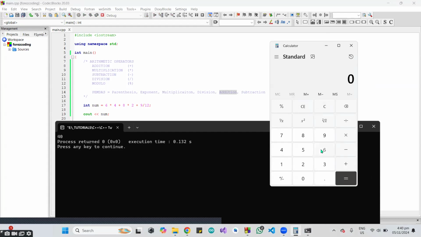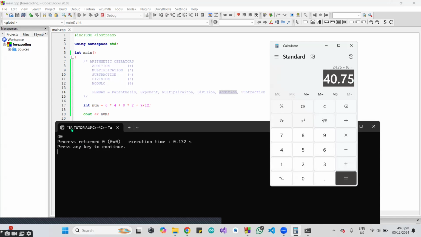So first, the program multiplies 6 times 4, which equals 24, and then 8 times 2 equals 16. So we have 24 and 16, and then right after that, 9 divided by 12 equals 0.75. Then after we multiply and divide, the process is to add those values. So we have plus 24 and then plus 16. So we got 40. So you will ask again, the final output is 40.75, but the program shows only 40.